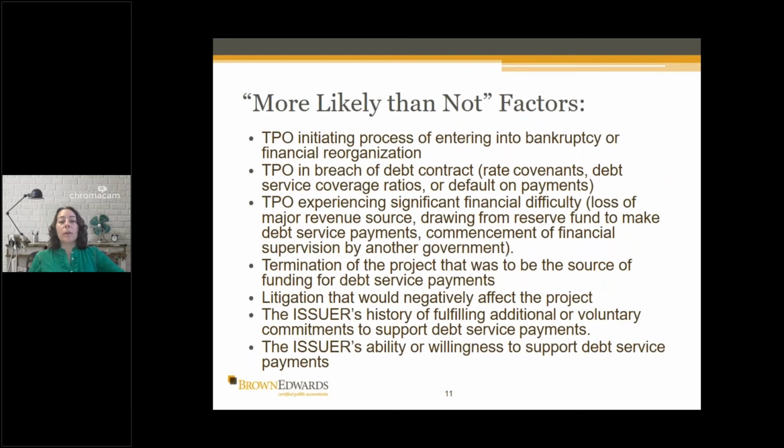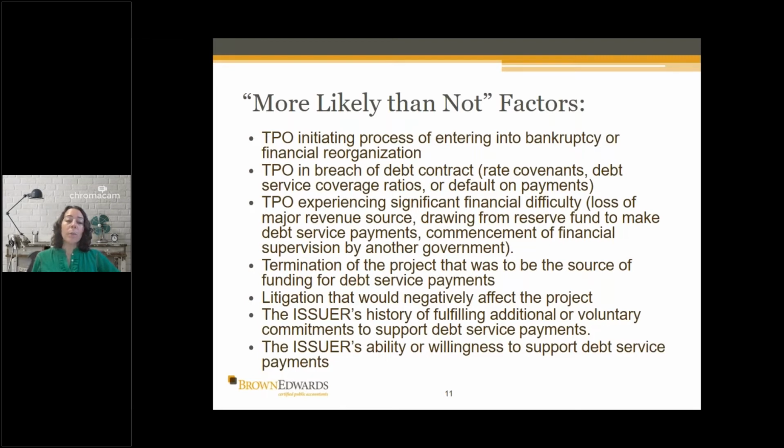So the more likely than not qualitative factors, there's 7 here. So is a third party entering into bankruptcy? Are they in breach of debt contract, rate covenants, debt service ratios, defaulting on payments? Are they experiencing significant financial difficulty? Has the project been terminated? Is there litigation that would negatively affect the project?